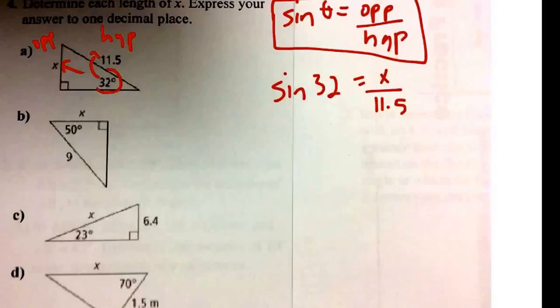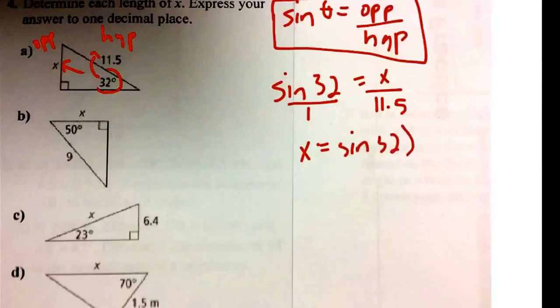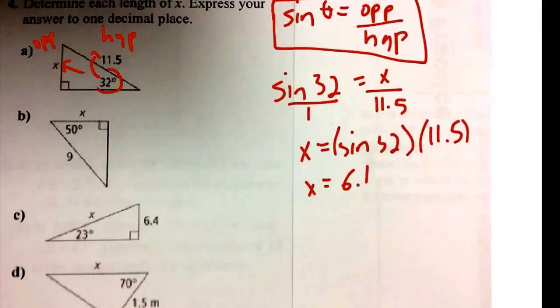So you can see with all these questions, we're doing the same thing. You're going to label your triangle, figure out which sides are which. Then you've got to decide between tan, sine, and cosine. And once you do that, then you cross multiply and solve your question. So if we cross multiply this one, we'll have x times 1, which is x, sine 32 times 11.5. So we'll multiply those on our calculator. And we're done. So x will equal sine 32 times 11.5 gives me 6.09, so let's round that off to 6.1.